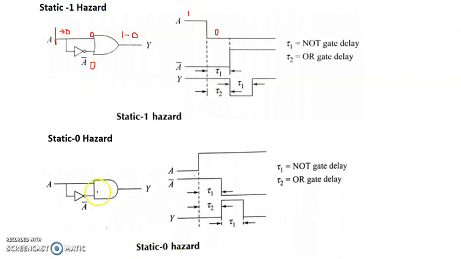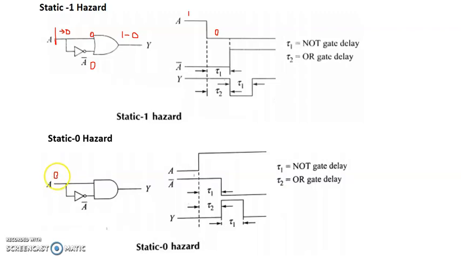Now we'll discuss the static 0 hazard. Whatever the input, we are always getting 0. If A is 0, A bar will be 1, so Y will be 0. If A is 1, A bar is 0, so Y will be 0. So always the output across this will be 0. In this, I will consider when it is changing from 0 to 1. So there will be a hazard.